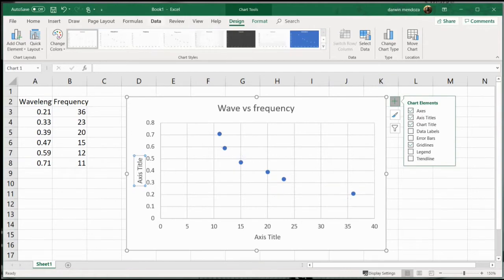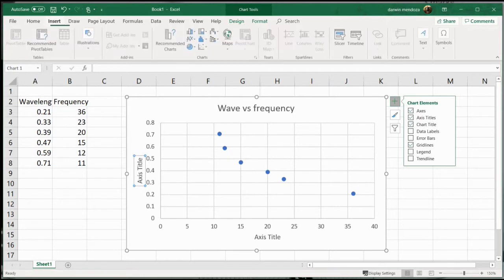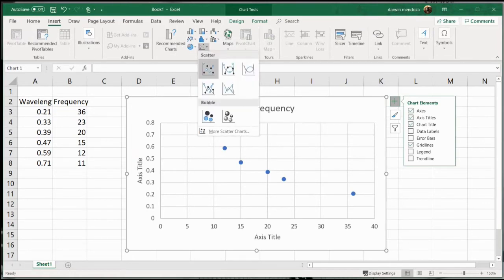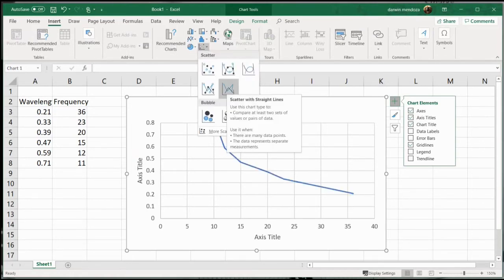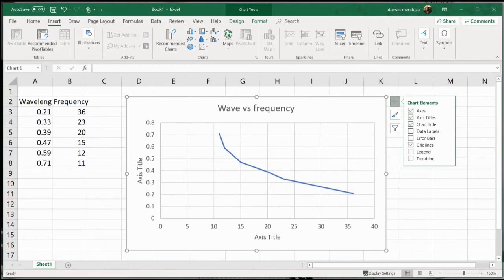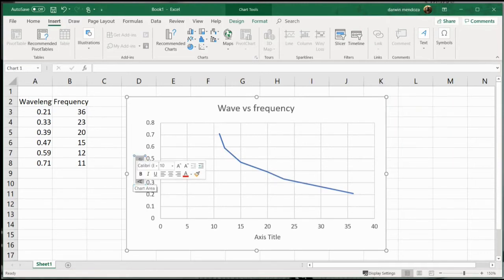We can actually go back to charts. And we can modify this to have a line. Okay, and we can see this is what's happening. So this is problematic because, you know, that's wavelength, and that's going to be frequency.